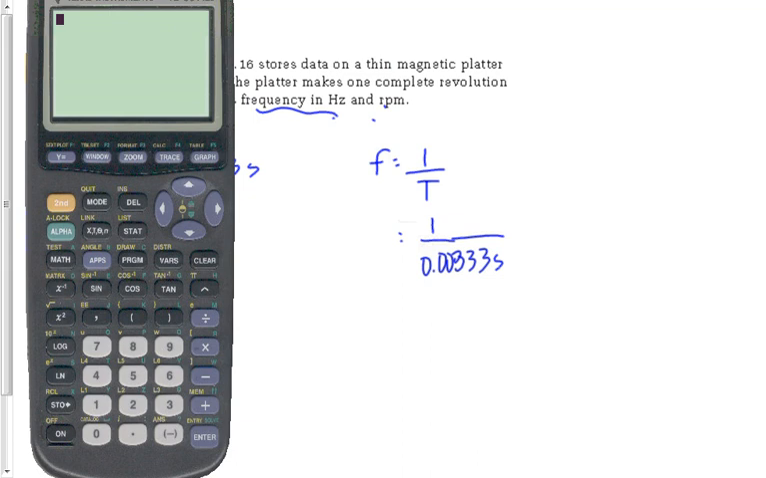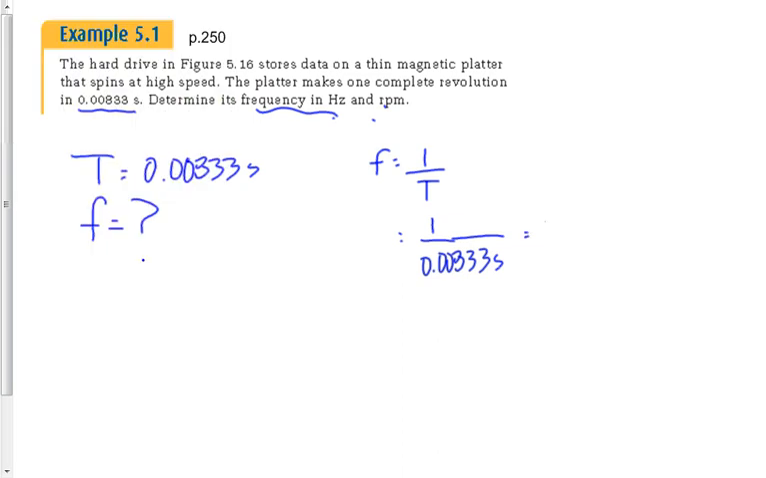Here's a little trick on your calculator. I don't know if you guys knew this or not. You can go 1 over 0.0083, press equals, or you can just type 0.0083 and use this button here, x to the minus 1. That means 1 over. So we get the exact same thing, right? If you ever have to flip something over, take the inverse of something, you can just type in that number and go x to the minus 1, and it'll give you the answer there.